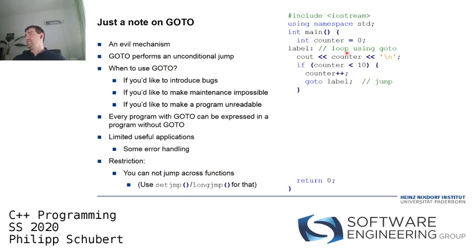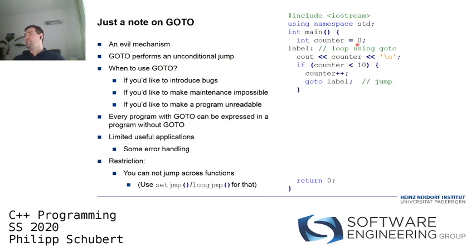Then we can have the following. We can print the counter, which prints 0 initially. Then we have a condition. So if the counter is smaller than 10, then increase the counter, and then go to label. And this thing here now causes a jump to that label. That means the next instruction after that goto label is that we execute the cout statement here again. And we continue and continue.